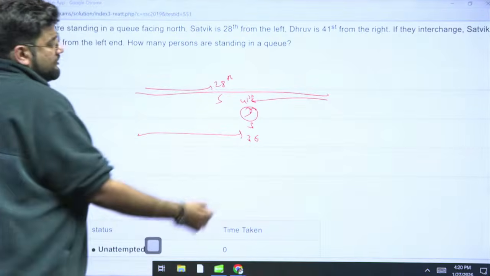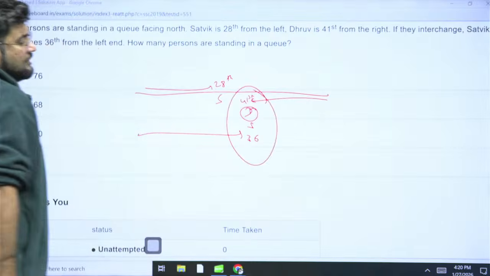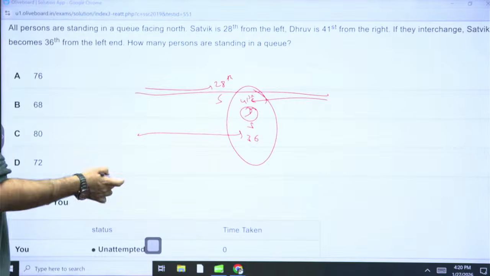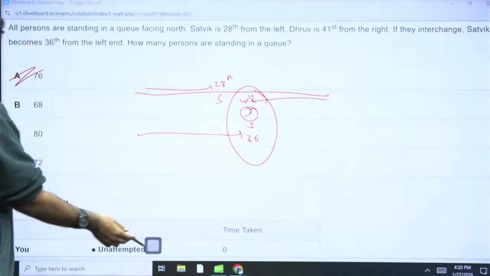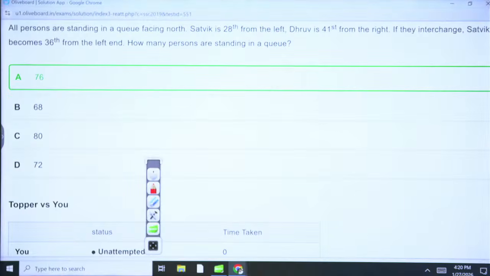Okay, this could have been done easily even mentally. So this is 77. 77 minus 1. Rank from both the sides of the same person minus 1 will give you 76. Option A is the correct answer. Easy. Pretty easy.